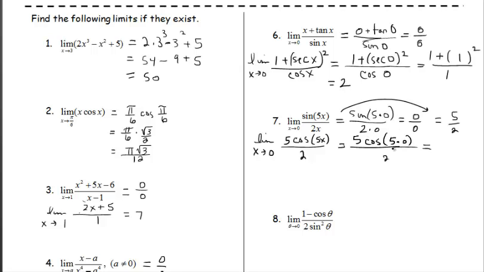Cosine of 0, multiply first. Cosine of 0 is 1. 1 times 5 is 5. Answer is 5/2.